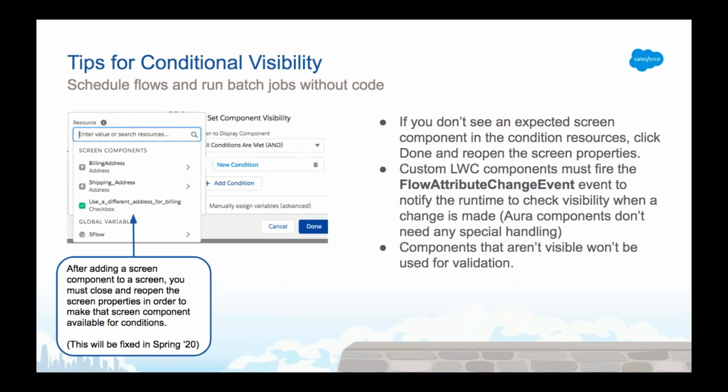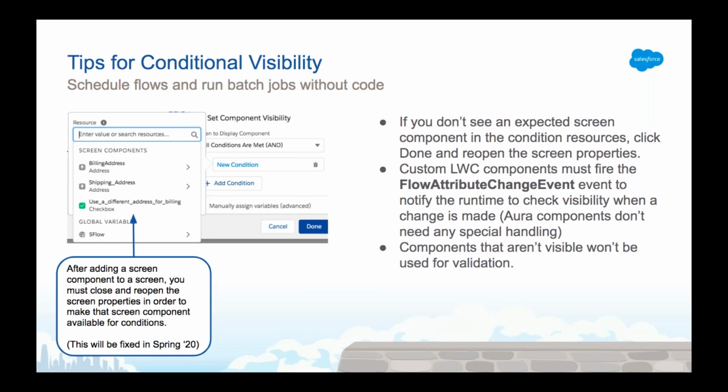So a couple of gotchas here. The big one, and I run into it every time. If you're working on a screen and you've just added the component that you want to use in your condition criteria, and you go looking for it and it doesn't show up, it's not you, it's us. We realized that you basically have to click done and reopen the screen properties. We're going to fix it in spring. We just really thought this feature was worth that minor inconvenience for now. So just keep that in mind.